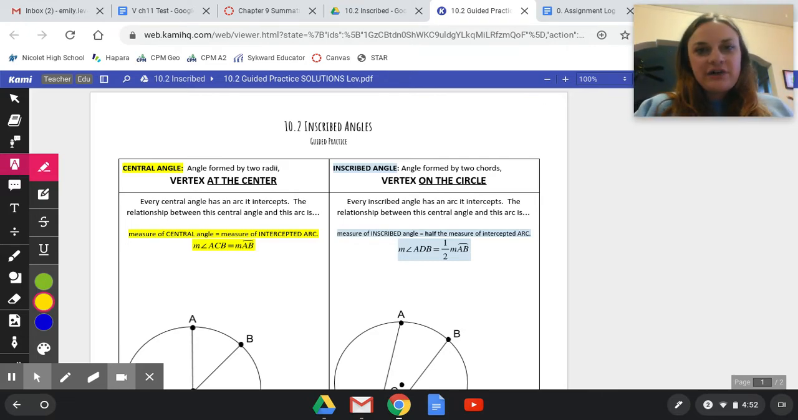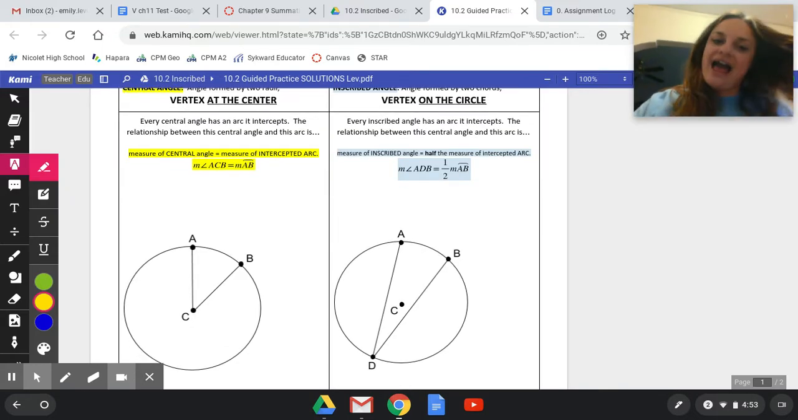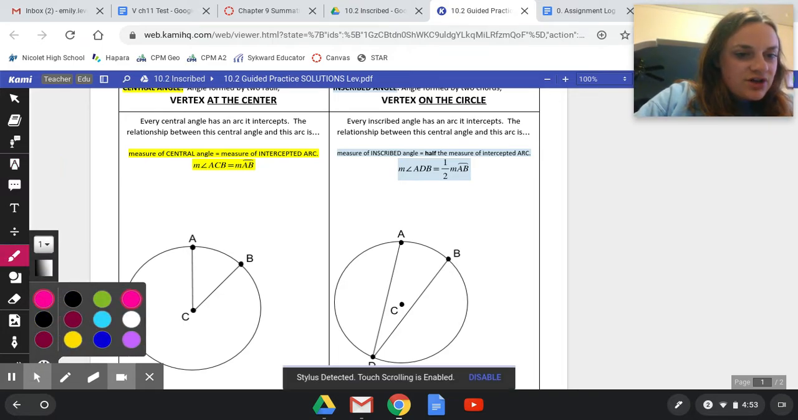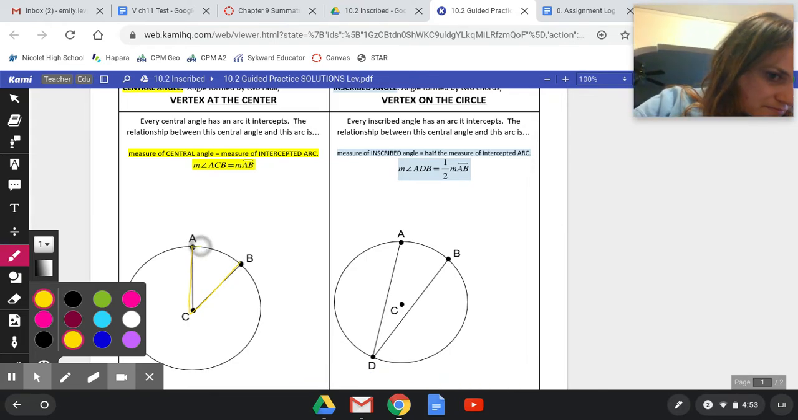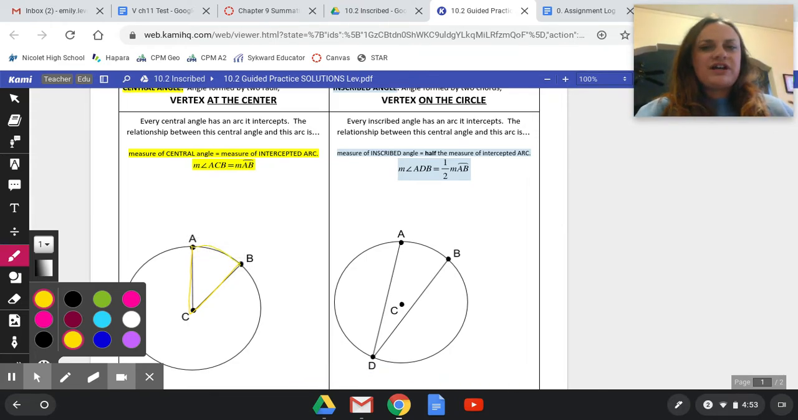Today, we are continuing talking about angles in, on, and around circles. So, let's start with a central angle. You guys already know what a central angle is from last lesson. It is an angle whose vertex is at the center, and it is formed by two radii in the circle, right? So that's what we got here in yellow. So angle ACB is the central angle, and that intercepts arc AB, and their measures are equal.